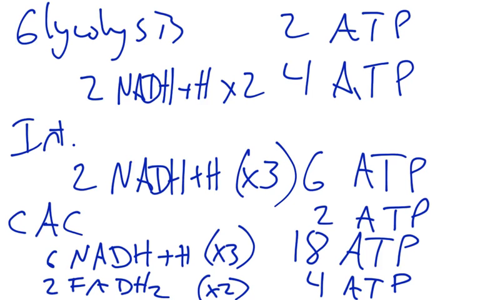So why does it multiply in glycolysis only by 2, but then in the other 2 we multiplied it by 3? And that's the end of cellular respiration.